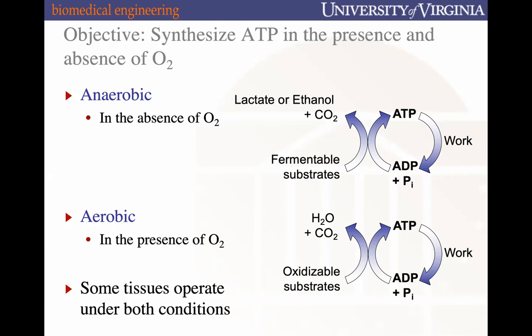And in the presence of oxygen, oxidizable substrates can undergo reactions that produce lots of ATP, as well as ending up with water and carbon dioxide. What's important to note is that while both eukaryotes and prokaryotes have anaerobic pathways, eukaryotes have used oxygen, in the aerobic pathway, to develop over time very efficient pathways that produce lots of ATP when there is oxygen available.